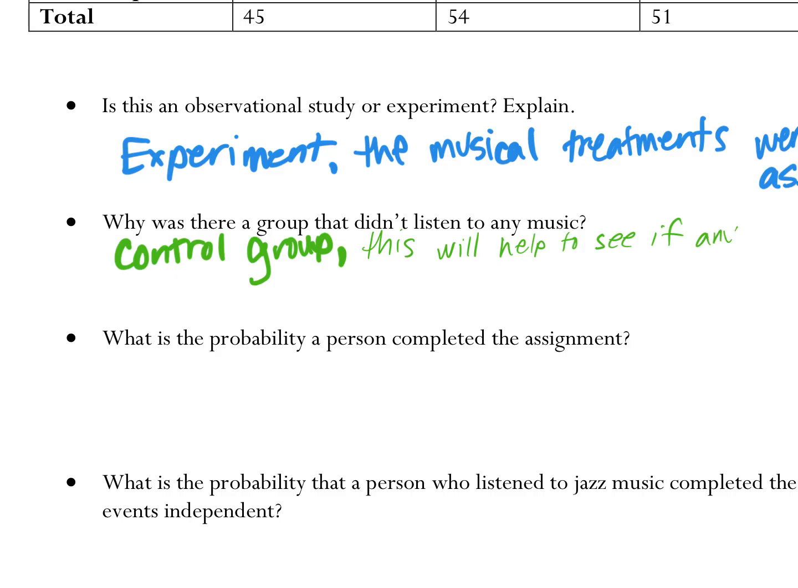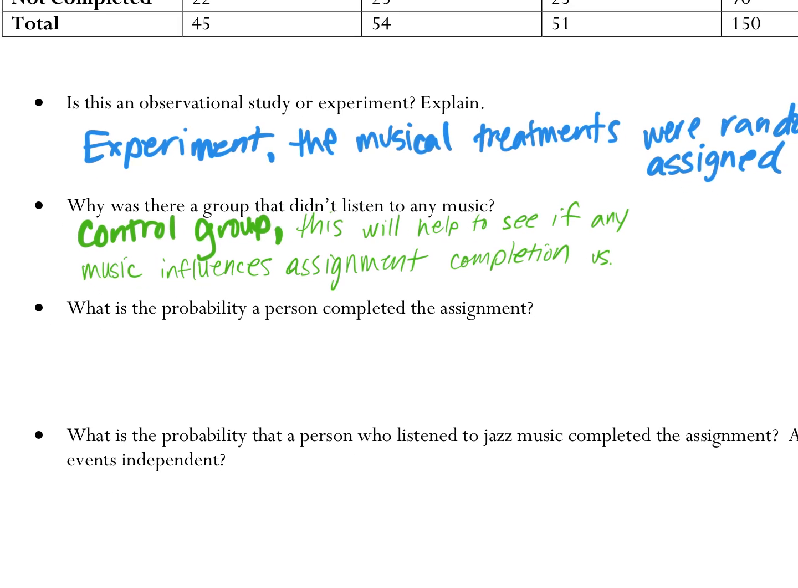So if any music influences assignment completion, versus no music at all. So maybe it's not the type of music that matters. You guys get what I'm saying? So if the treatments are the different styles of music, but all music helps versus none, that's an important thing we would want to see.